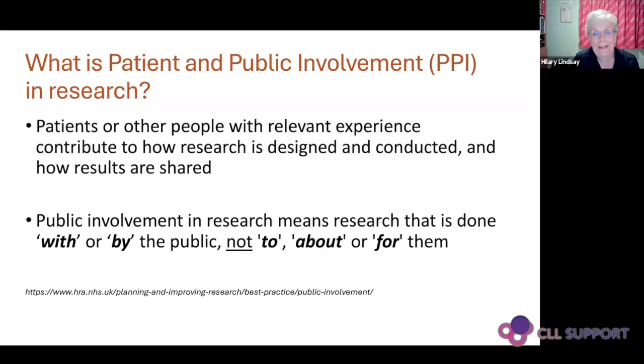And the second bullet point here is just emphasizing the importance of prepositions. They absolutely matter. So this involvement in the research isn't about something that happens to people or about people or for people. It's very much about it being with patients and by patients. So we're actively contributing to help develop and make those trials happen. And that's where the involvement and the engagement come from in the PPIE title.